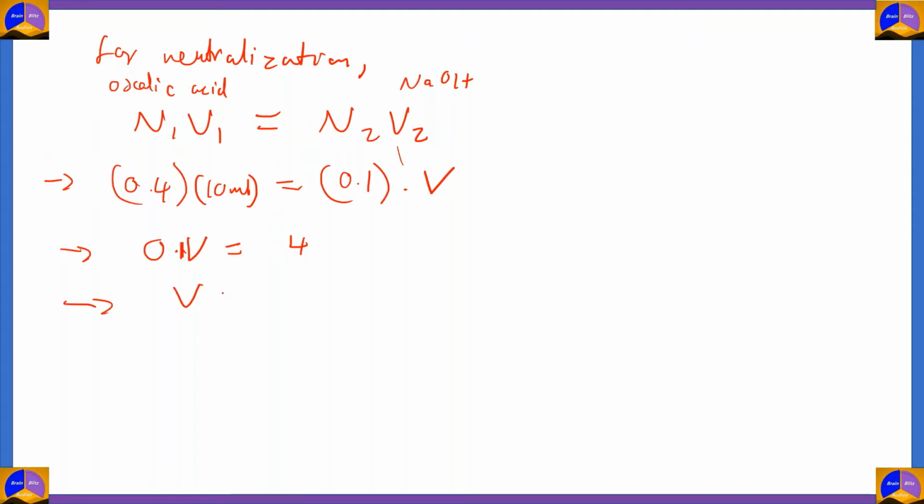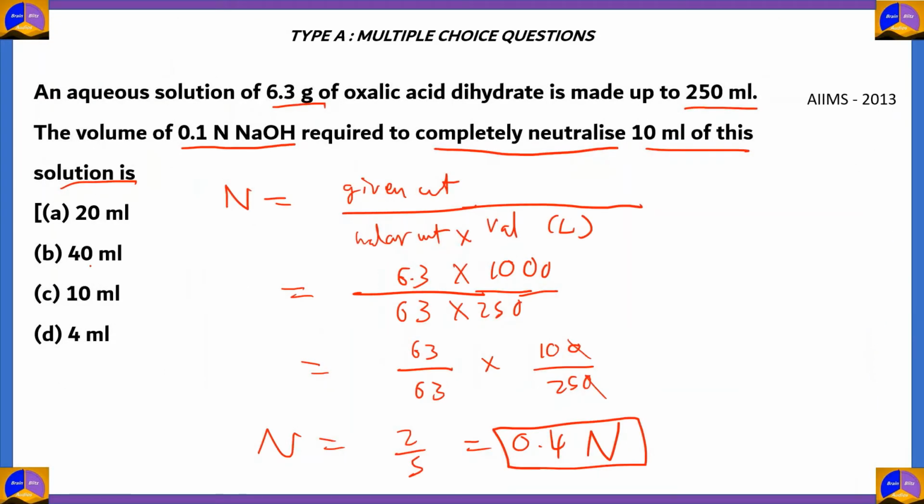So therefore, the volume can be calculated as 4 divided by 0.1, which on removing the decimal, we just multiply by 10 on both numerator and denominator, we'll get 40 by 1, which is equal to 40 milliliters. And on viewing our question, we find that option B is the right answer. 40 mL of NaOH, which is 0.1 normal, is required to completely neutralize 10 ml of 0.4 normal oxalic acid.